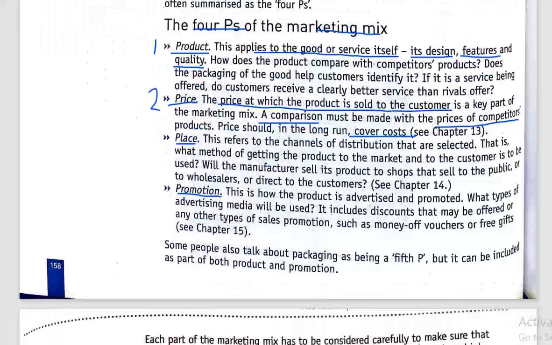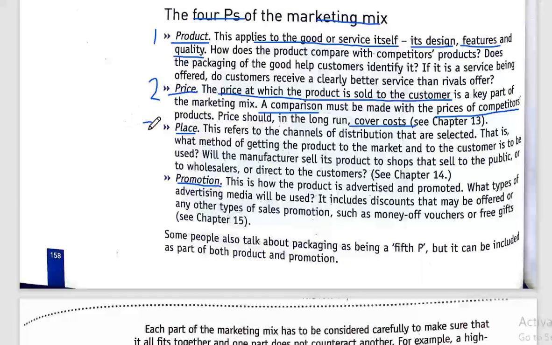So part place, which is the third P in the 4 P's, it's the place.